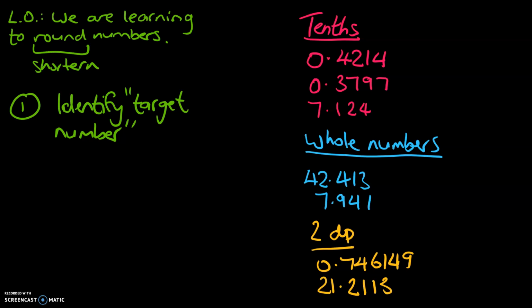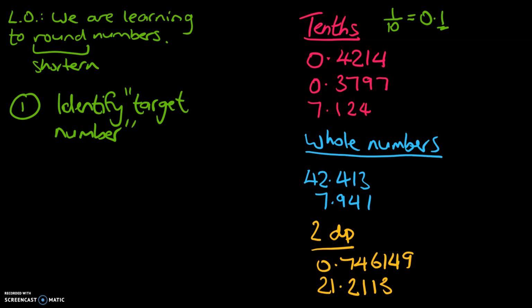So we just need to think about the place value of a tenth. A tenth as a fraction would be 1 over 10, and hopefully you recall a tenth as a decimal would be 0.1. So that means the first number after the decimal point is our target number, the number that we are choosing to round. All right, so let's have a look at the first example.